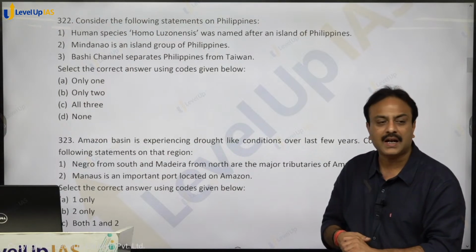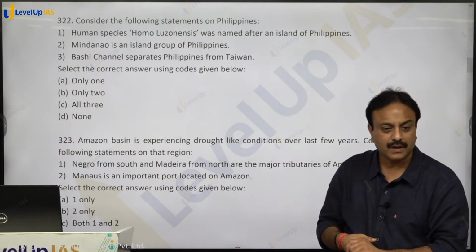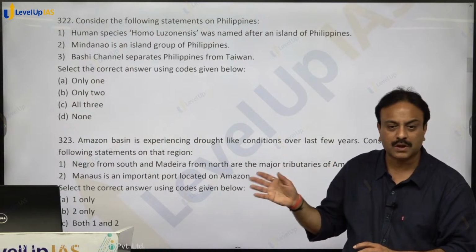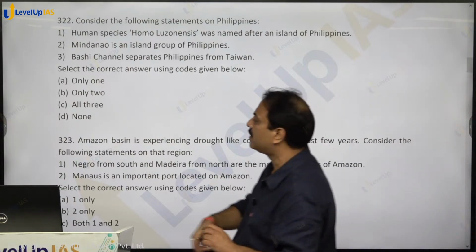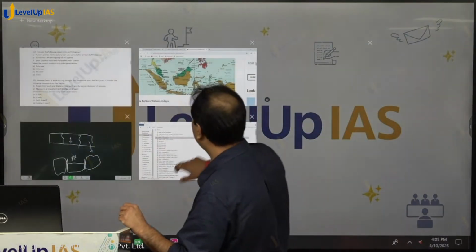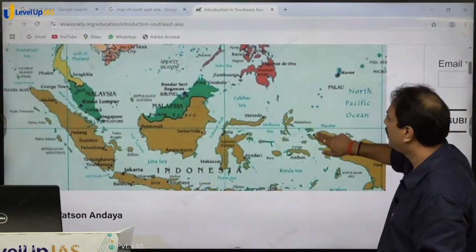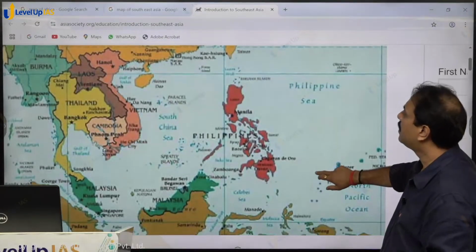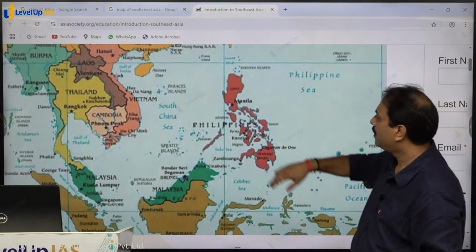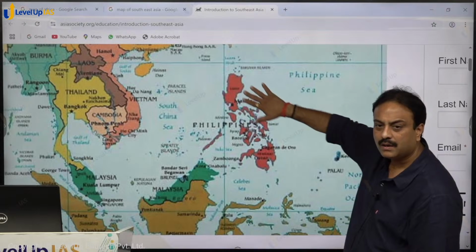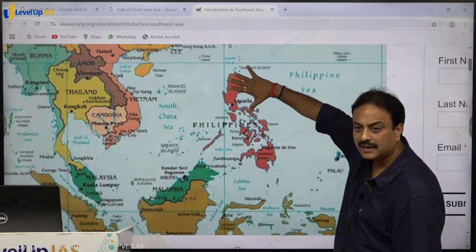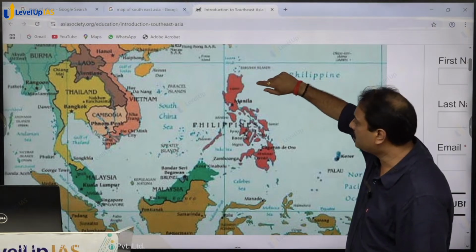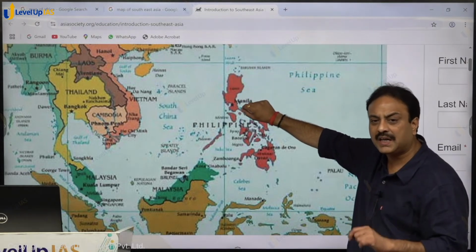Then Mindanao is an island group of Philippines. Yesterday also we discussed Mindanao in some of the questions. It is correct. Bashi Channel separates Philippines from Taiwan. See here, this is Philippines, right? Here is the largest island. This island is called Luzon. Luzon has the capital of Philippines, Manila.